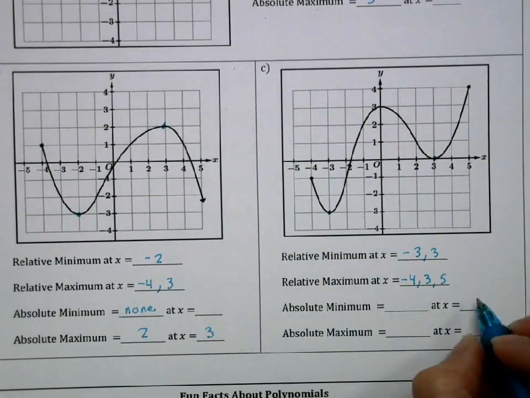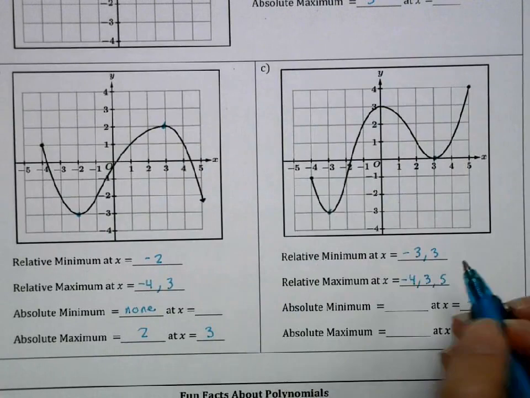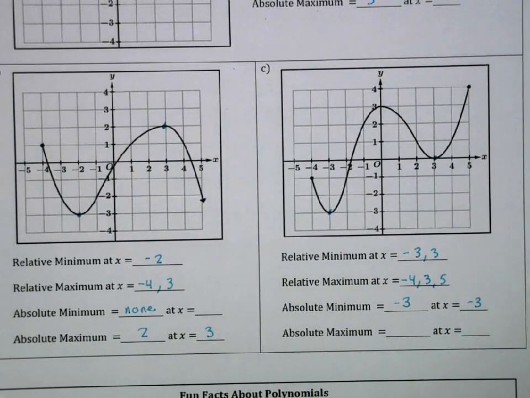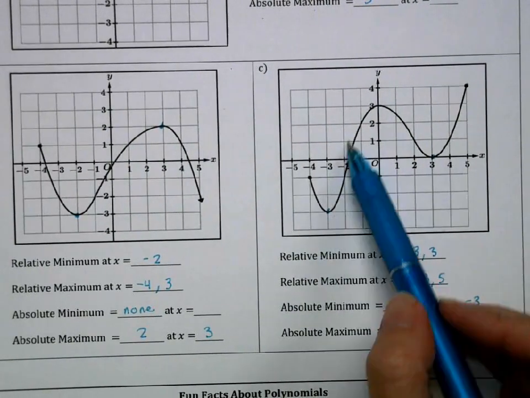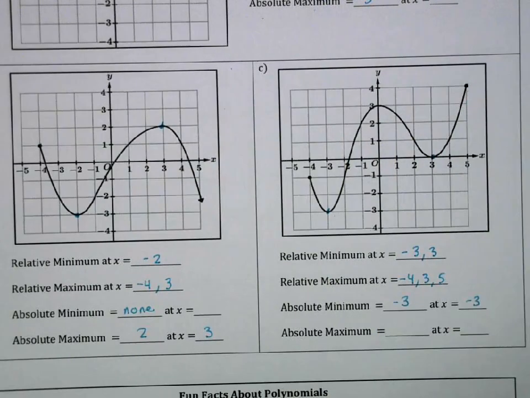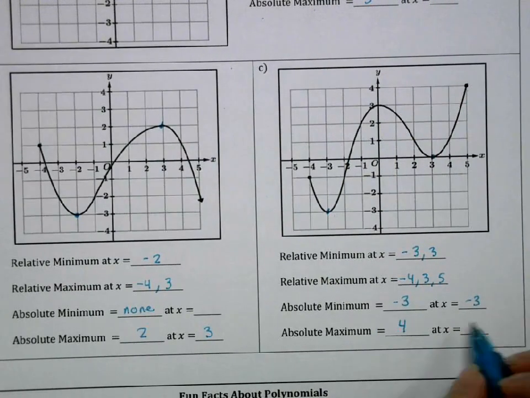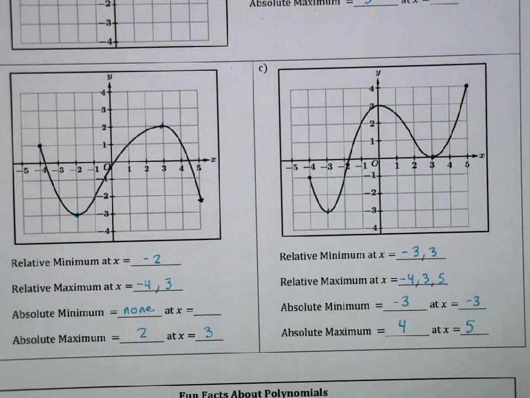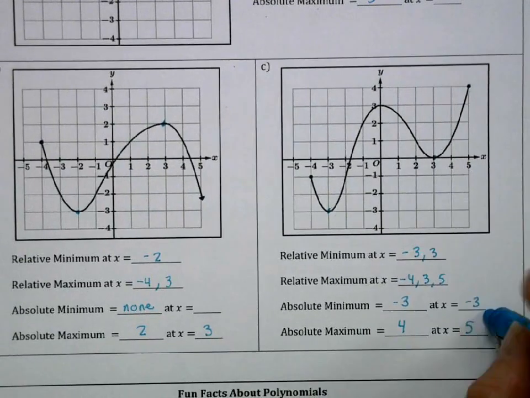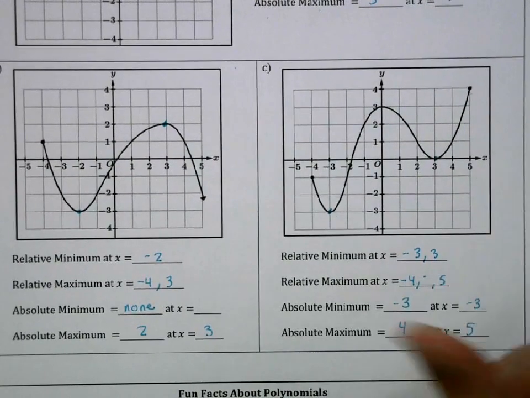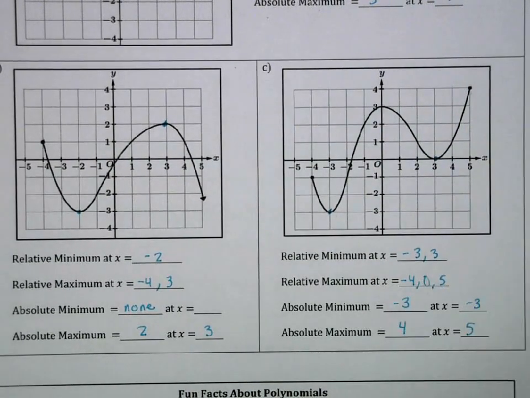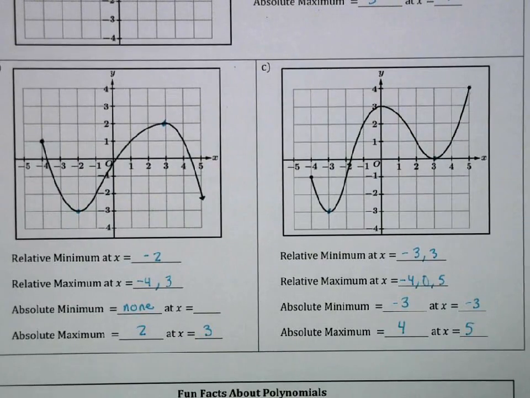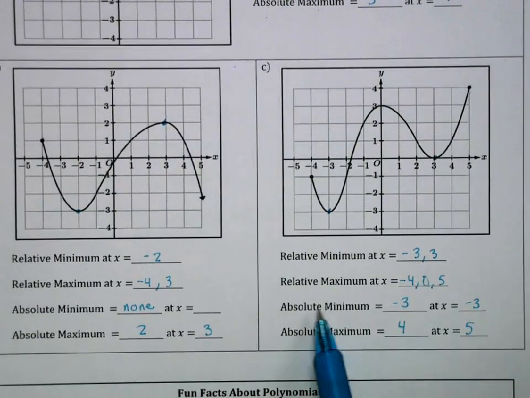At x equals -3, our y value is -3. And the winner for the maximum is that guy right there, with a value of 4, which occurs at x equals 5. This 3 is not correct. That should be a 0. Sorry about that. So the x values is what we're interested in, not the y values, unless you're asked for it like here.